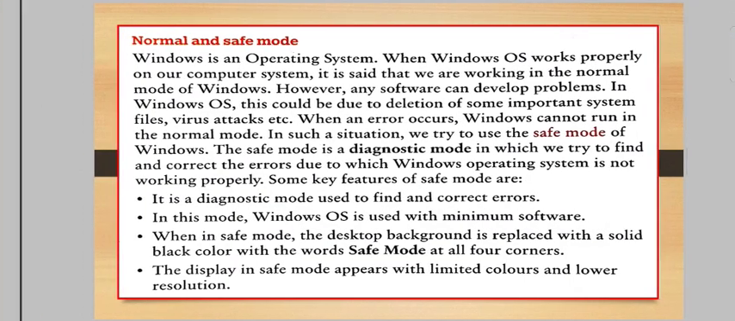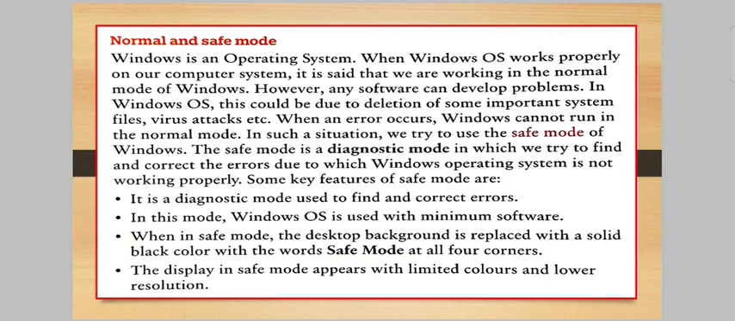Next is normal mode and safe mode. Okay, Windows is an operating system. When Windows OS works properly on our computer system, it is said that we are working on a normal mode of Windows. Basically, when we switch on our computer, the computer starts in normal mode.